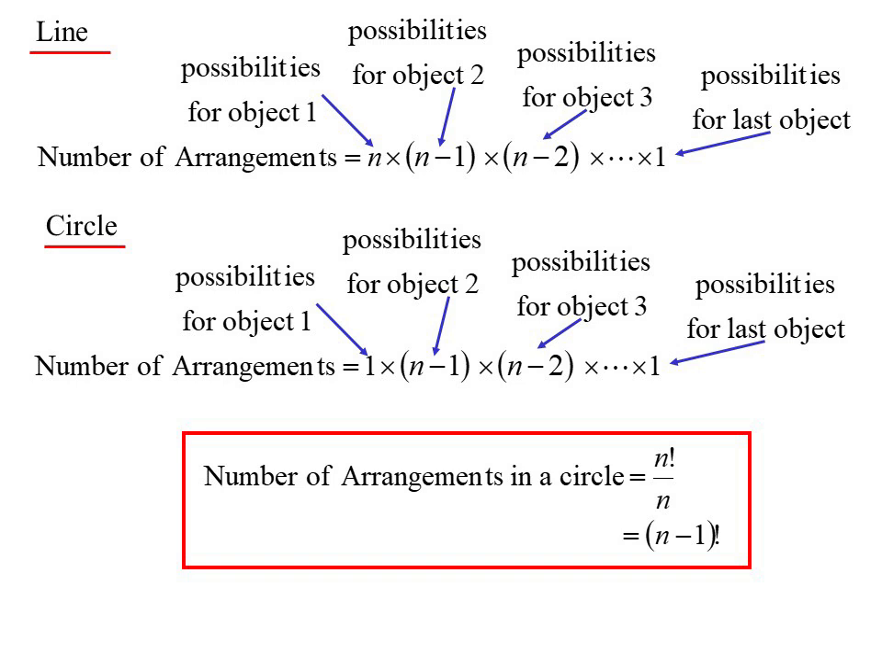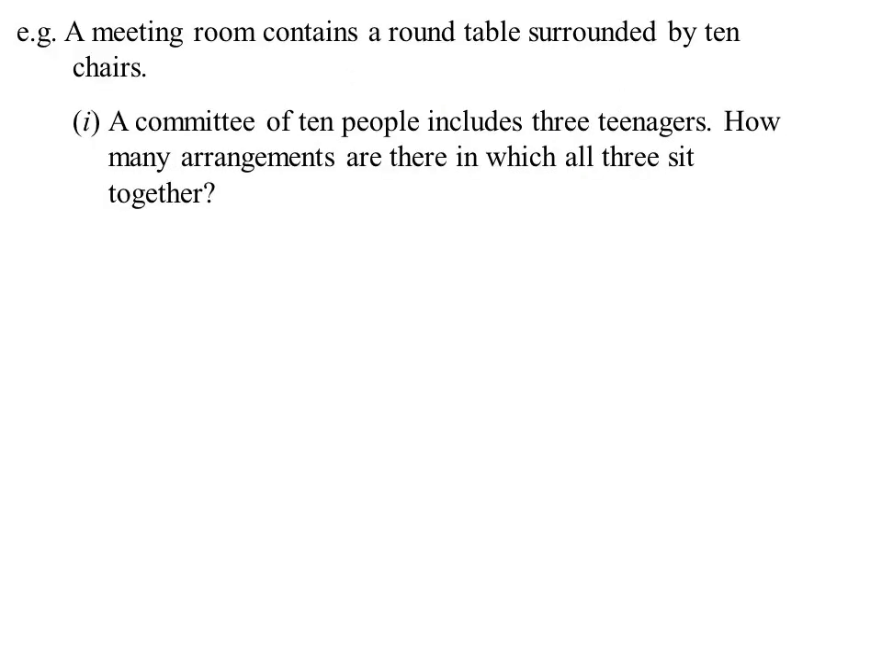Let's look at some questions then. A meeting room has a round table. I suppose it doesn't have to be a round table, it could be a square table. It doesn't really matter, they're just going around the table. 10 chairs. A committee of 10 people, 3 of them are teenagers. How many arrangements are there where all 3 of them sit together? Oh, maybe they're feeling intimidated.